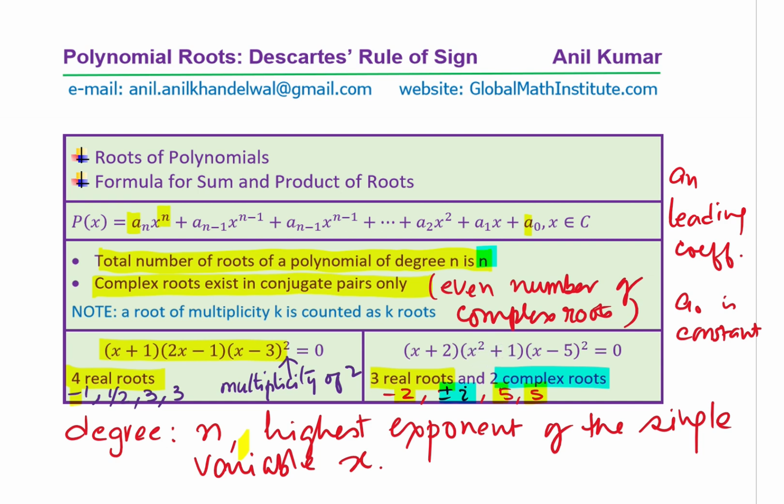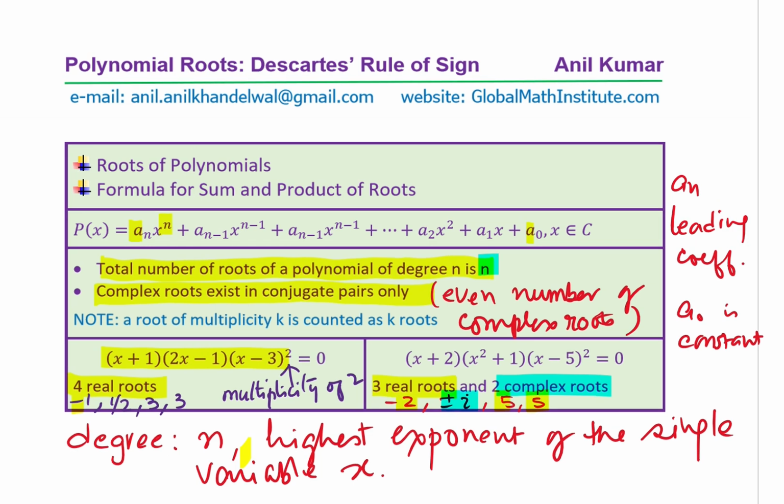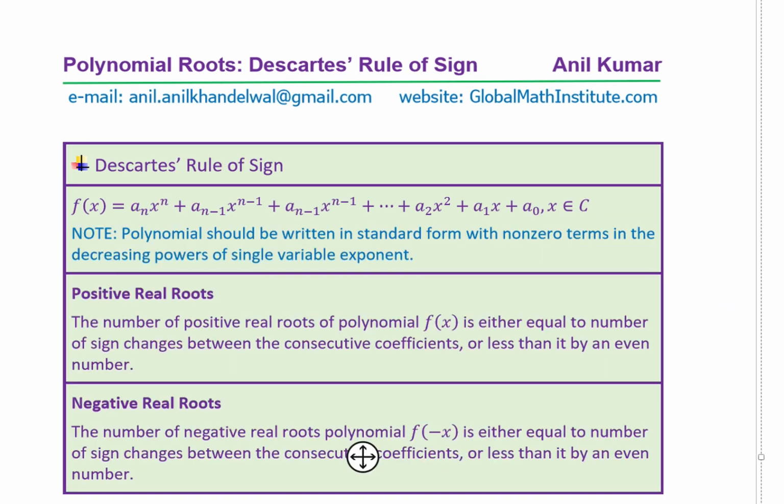So that is the basic concept. Do you understand? How do we count the roots? How many could be the maximum number of roots? How many are positive and how many are negative roots, right? Now we will see how do we figure out these number of roots, okay? And that is given by the Descartes rule, right?